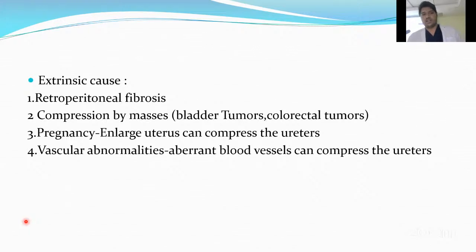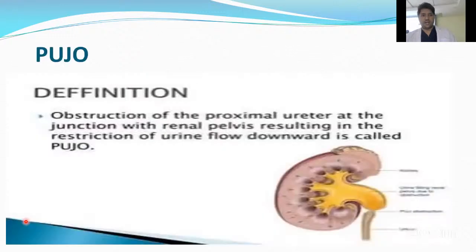Extrinsic causes are retroperitoneal fibrosis and compression by masses like bladder tumor and colorectal tumors. Pregnancy and an enlarged uterus can compress the ureter. Vascular abnormalities like aberrant blood vessels can also compress the ureter. PUJ definition: obstruction of the proximal ureter at the junction of the renal pelvis, resulting in restriction of the urine flow downward, is called PUJ obstruction.